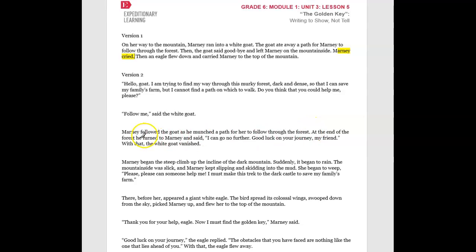So right here, this sentence is similar to how the version up here started. And now we understand that this person is Marnie along with the goat and that they're in a forest, which was mentioned up here as well. But here it's mentioned again.